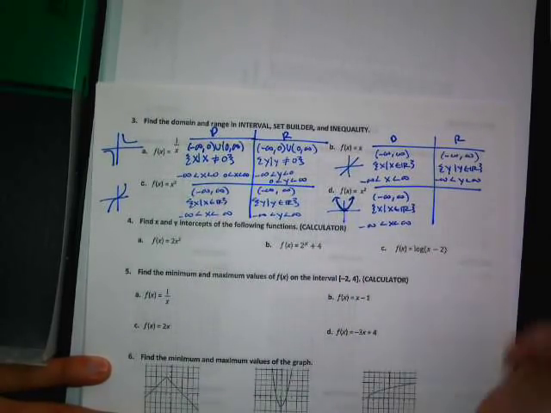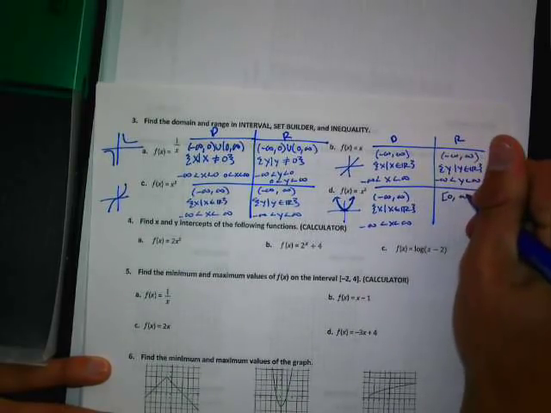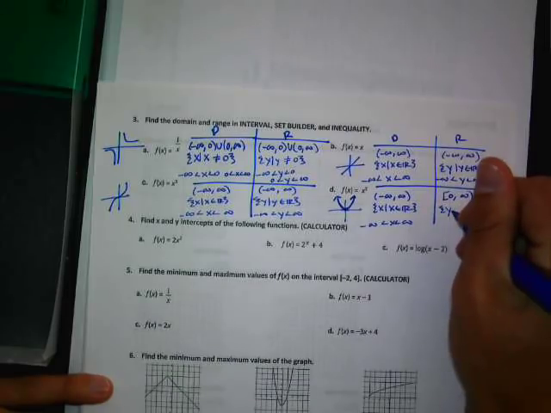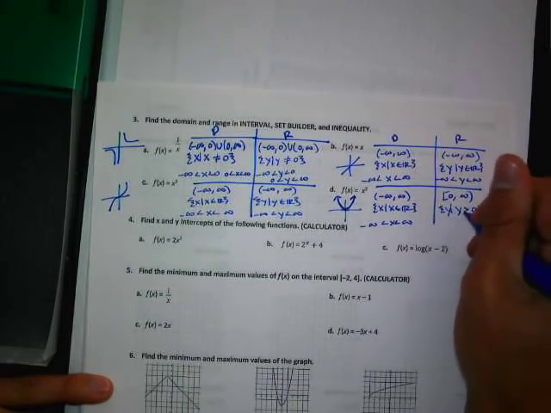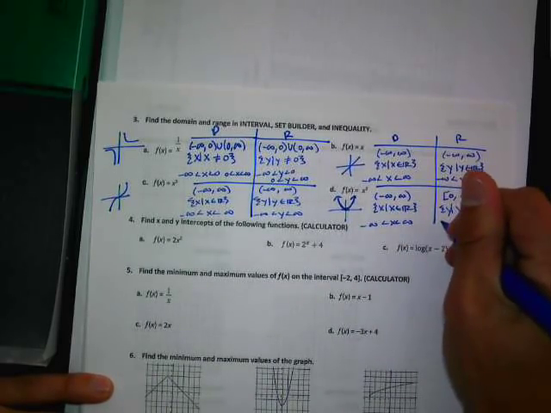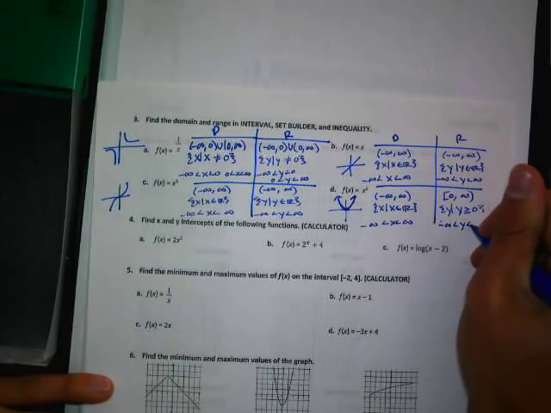But your range is different. You're only going down to this point right here. So your range is going down to 0, and it's a bracket because it's a point. For set builder, y is going to be greater than or equal to 0 because you're using the values above 0. And for the inequality, negative infinity less than y, less than or equal to 0.